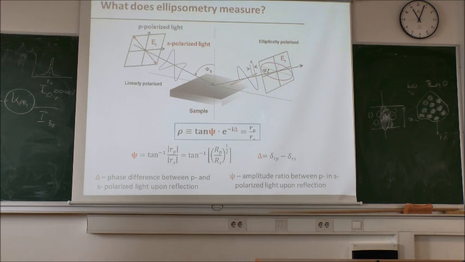So the surface of the sample differentiates between these polarizations, which causes a change in the polarization state of the reflected light. The linearly polarized light is transformed into elliptically polarized light after its reflection from the surface. So in ellipsometry, the measured values are expressed as psi and delta, which are denoted as the amplitude ratio and phase difference between P and S polarization.